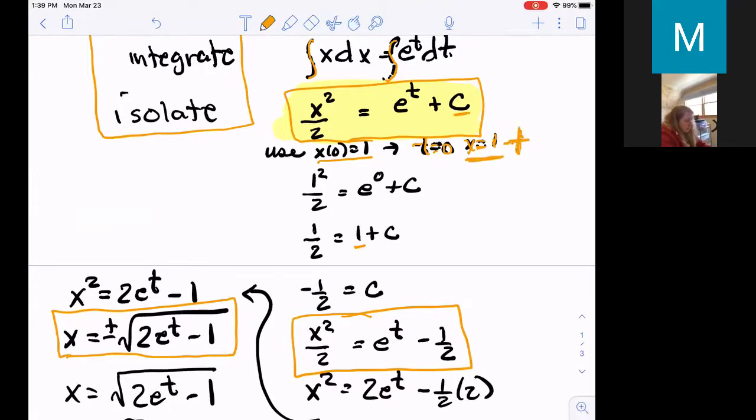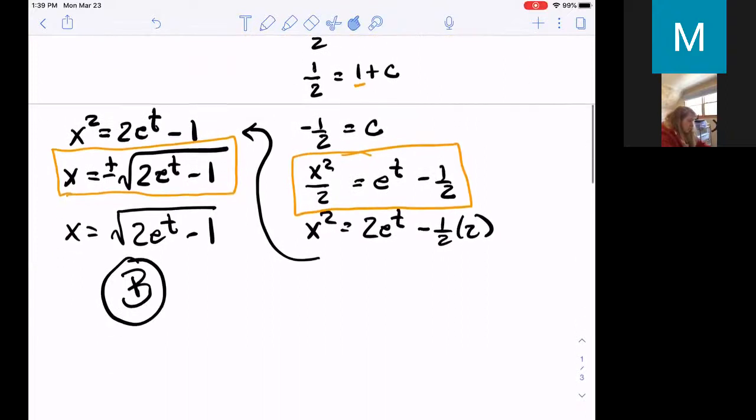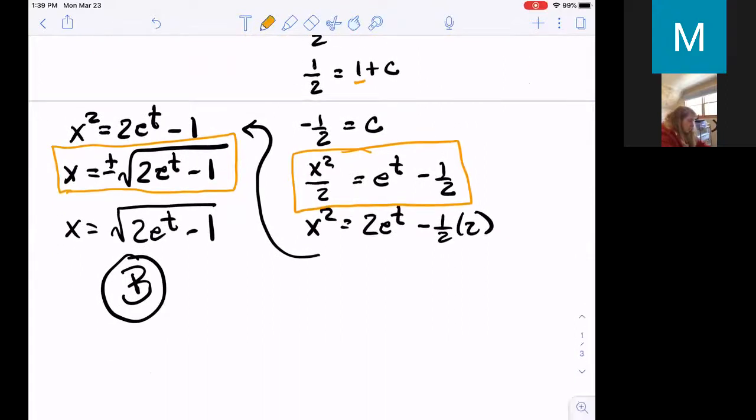So we're going to work on the piece of this graph that has a positive x value, which means when we had this plus or minus from our square root over here, we can ignore the minus and just keep the positive version, which gave us answer B. So hopefully that helps.